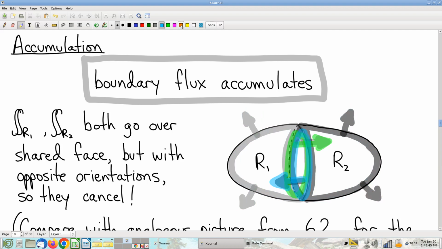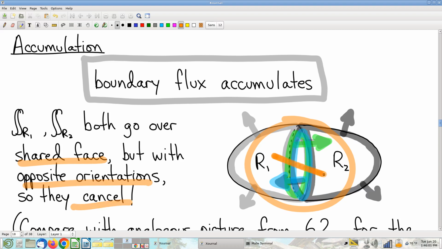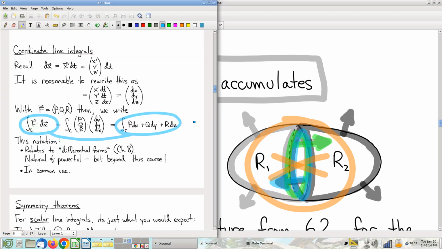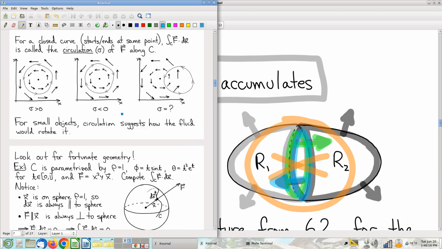And it's tempting to say that there's leftover here, and this leftover is the reason that the whole is not the sum of the parts. But if you look carefully at that leftover are two fluxes over the same face, but with opposite orientations, so they cancel. There's actually no leftover. Everybody on board?